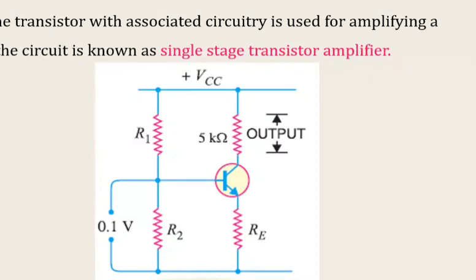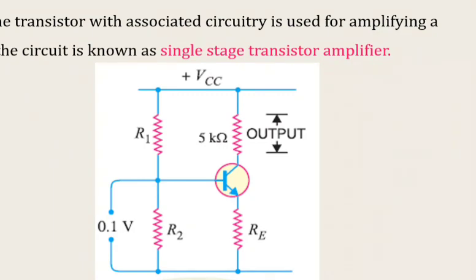Okay. So here we have used one transistor, that is common emitter junction, and here R1, R2 resistances are used. RE is the emitter resistor, connected through the emitter. Here the output load resistance is 5 kilo ohm. Okay. So here the input signal, that is 0.1 volt, we have used. Okay. So this is the very basic single stage transistor amplifier circuit.